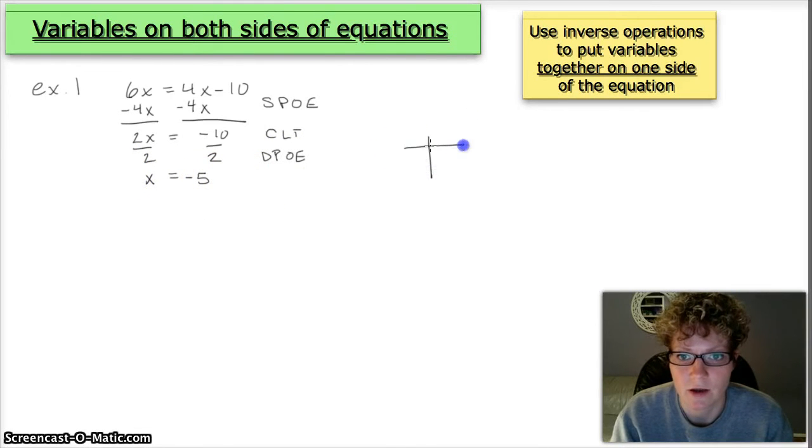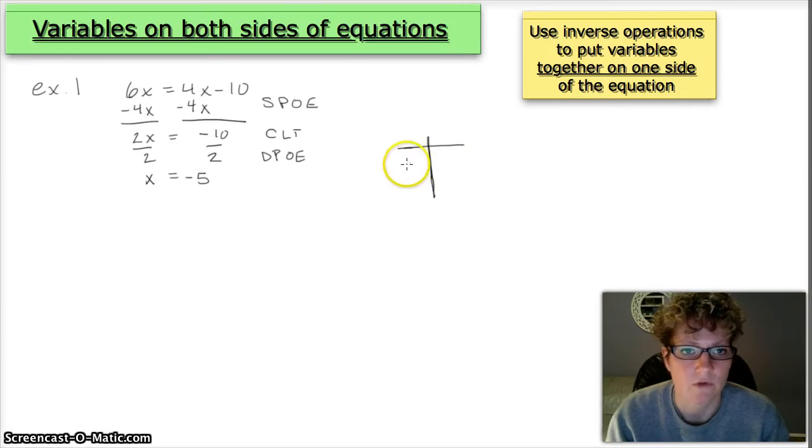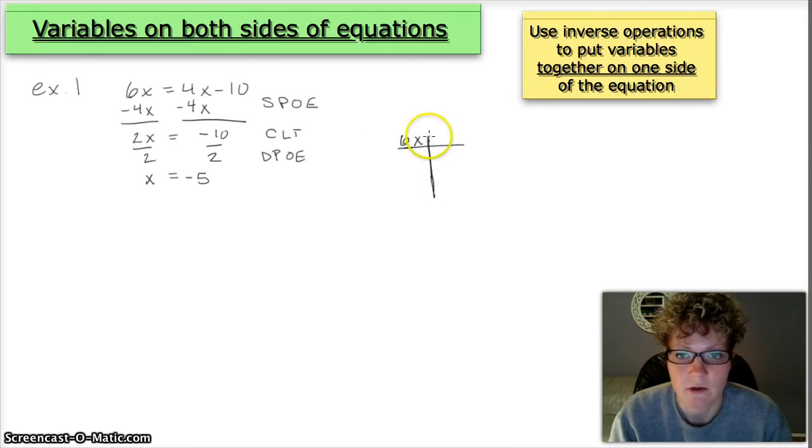I'm going to run a check. In order to do a check, we do a t-bar chart, as we've done before. So I'm going to put 6x on this side of the t, and then on the right side I'm going to put 4x minus 10. That's my given equation. So now I'm going to replace variables with parentheses and then plug in the number that I found for x, which is negative 5. So I'm going to replace x with negative 5.